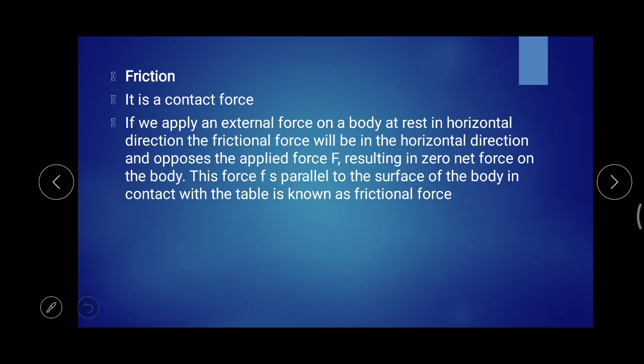And the frictional force will always be in the opposite direction of the motion, or we can say the applied force.